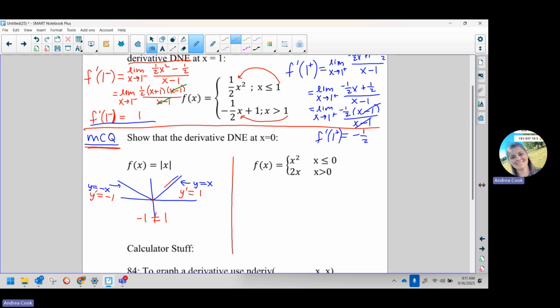If I plug in 0, that gives me 0. If I plug in 0 here, that gives me 0. So that means F is continuous.